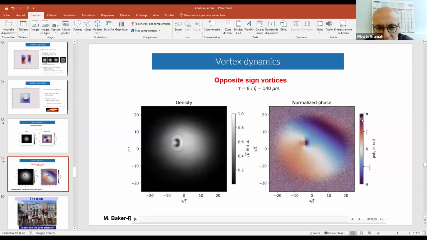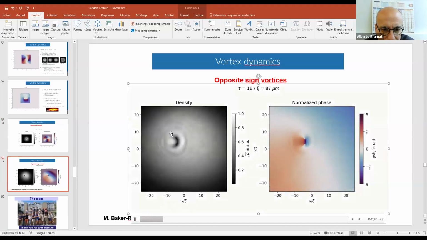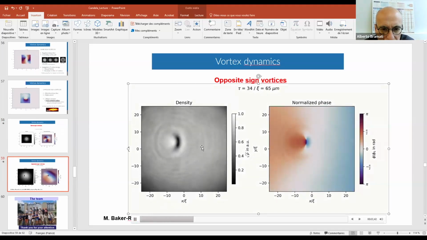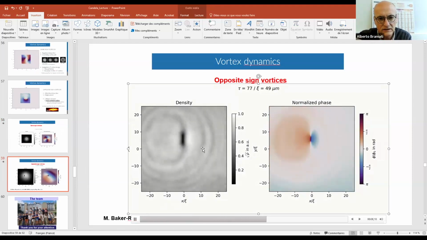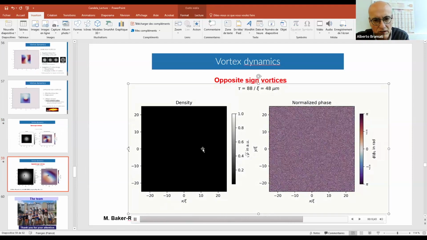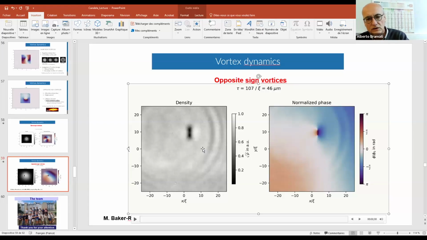And then in the case of opposite sign vortices, we can see here, at the beginning they are separated, then they merge, and at this point here they form a so-called John Robertson soliton, and then they separate again. Because the configuration has changed, basically they move toward the side of the beam, and then the interaction is less, and then they separate again.